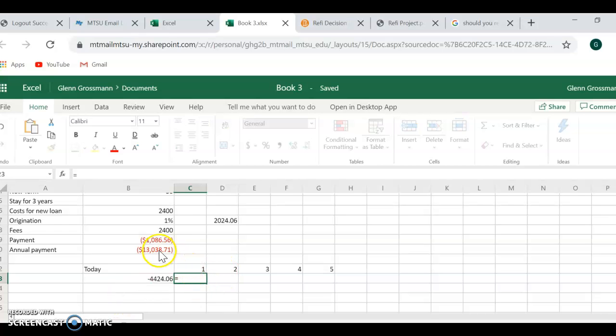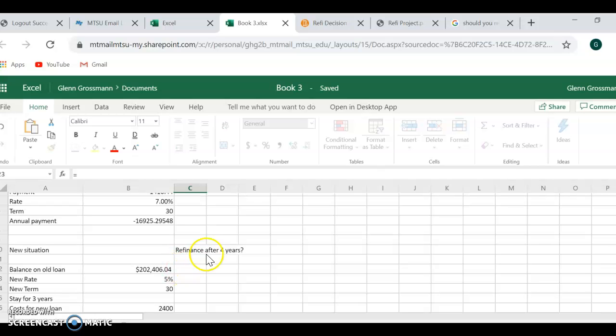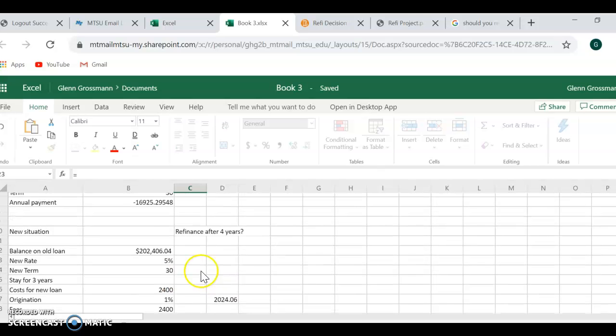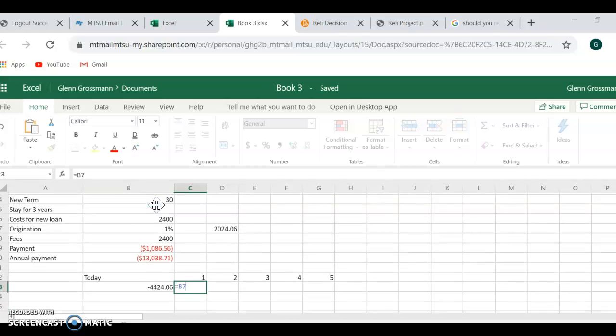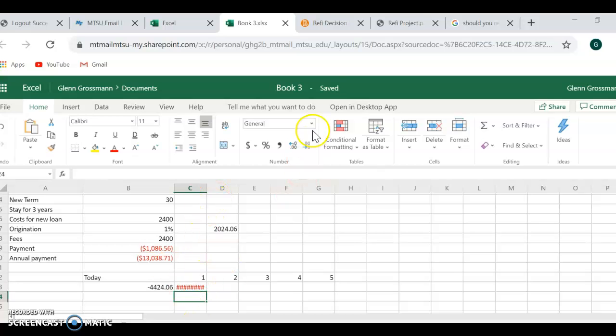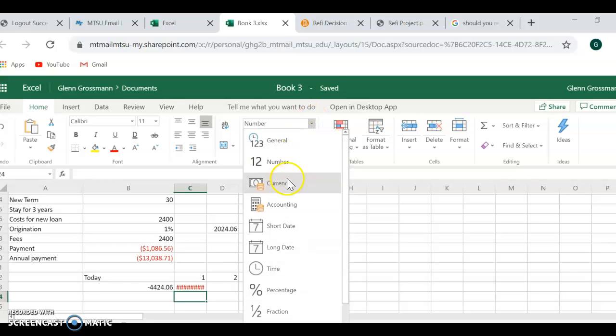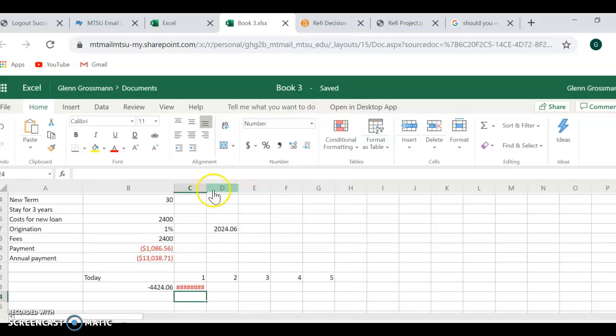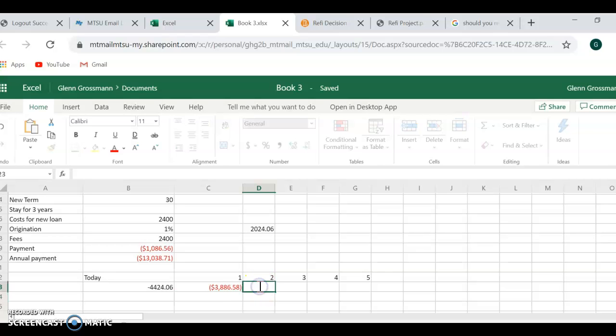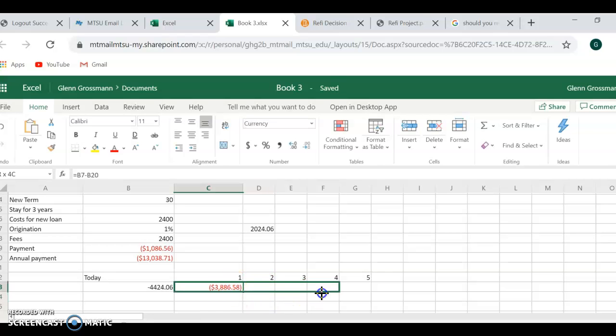So we'll take our payments and compare them side by side. So we'll do this less this equals for 5 years.